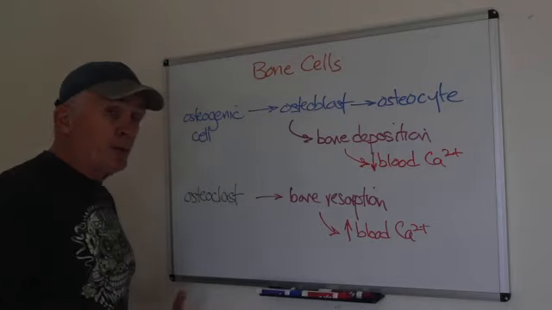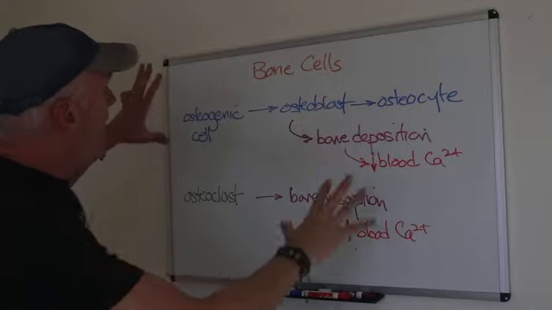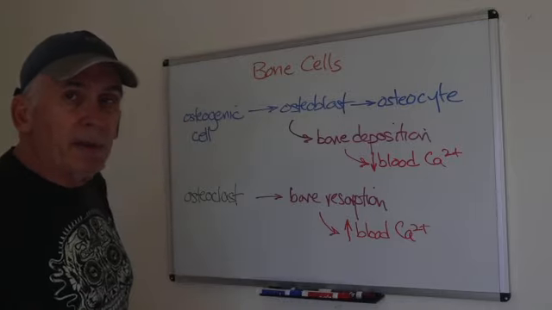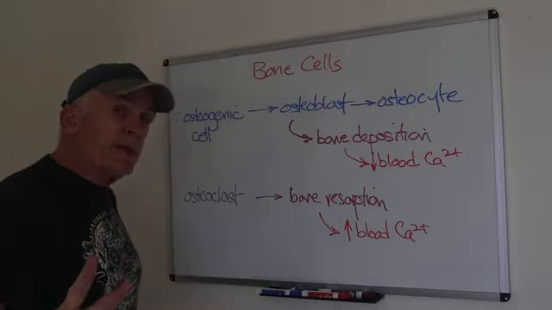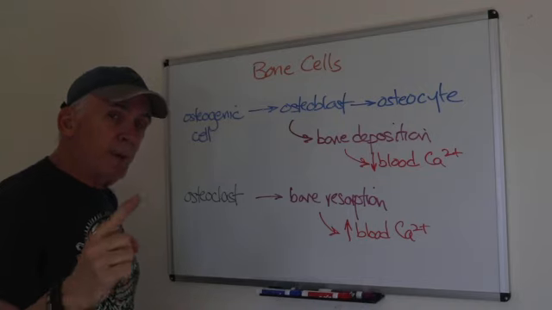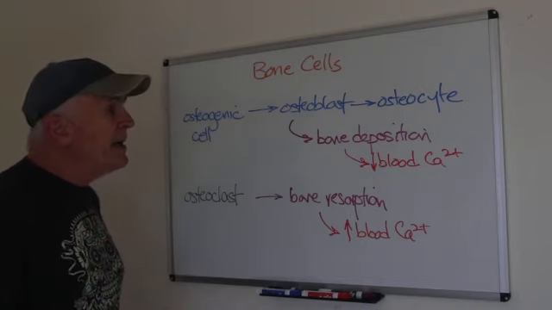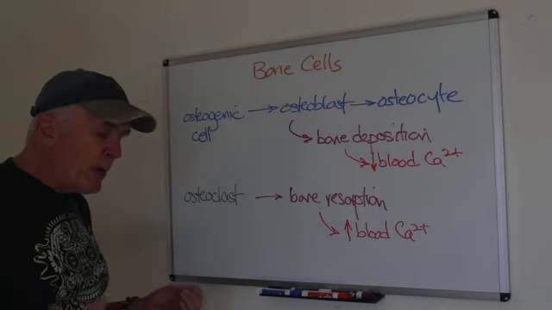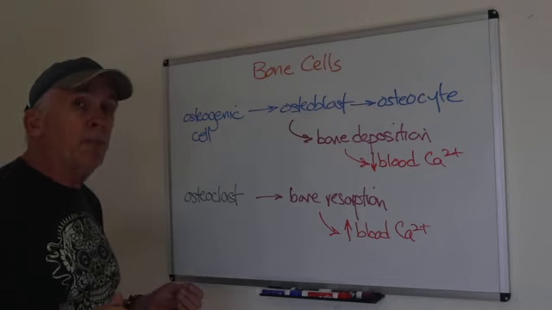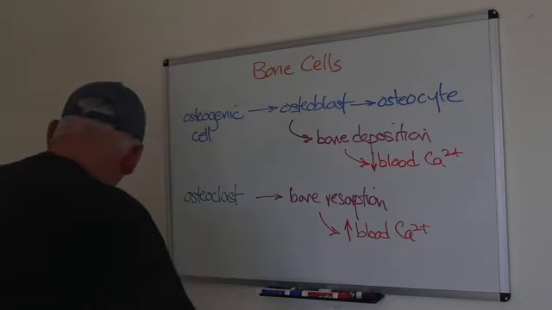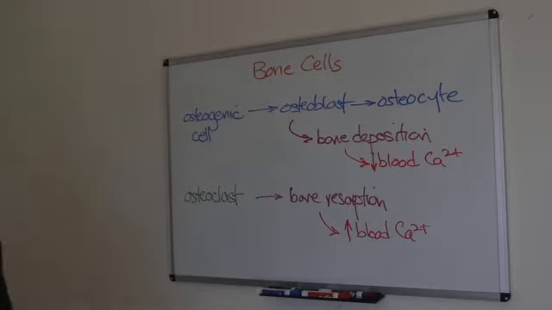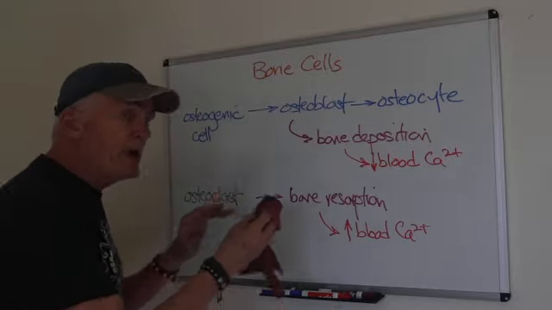Now, what controls all of this? Who decides when what happens? What are the two control systems in the human body? Nervous and endocrine. And in this case, the endocrine system is incredibly important in controlling blood calcium. So let's take a look at three hormones that are involved in controlling these processes.